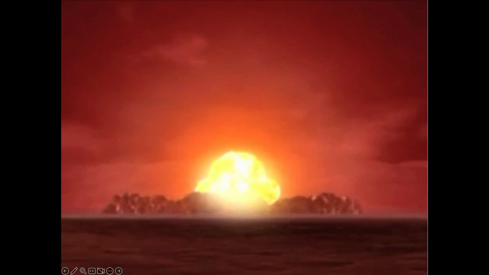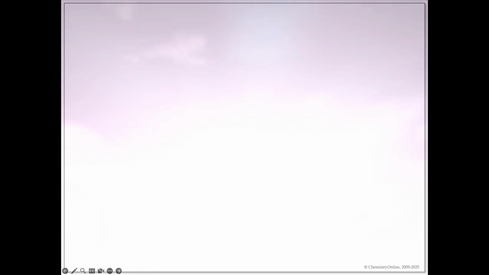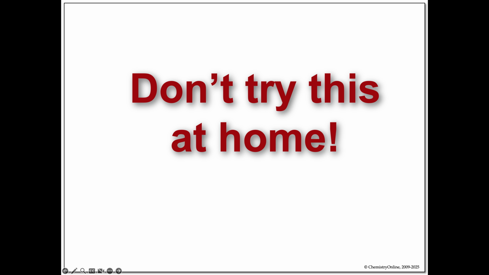This was the very first one exploded, about 100 miles from Las Vegas. And this was 13. I'm not kidding.